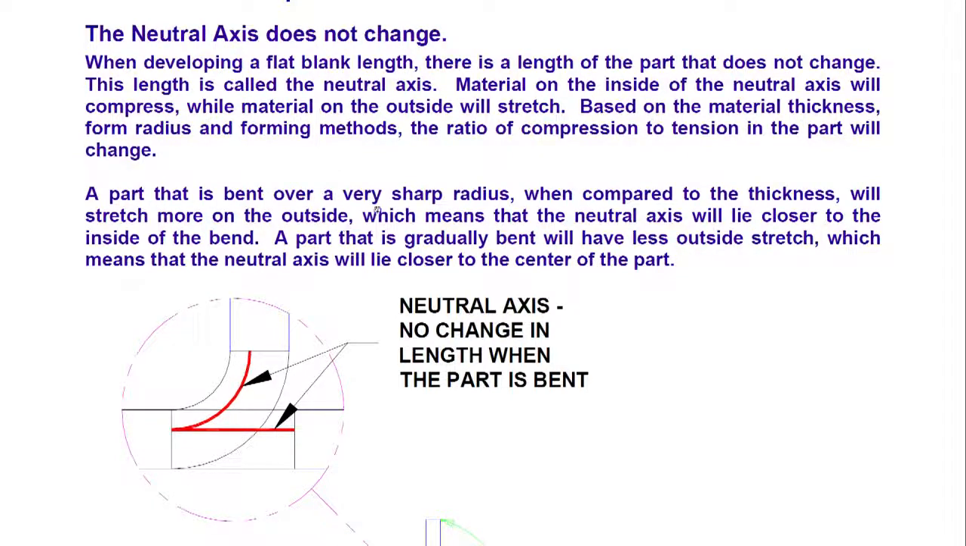A part that is bent over a sharp radius when compared to thickness will stretch more on the outside, which means neutral axis will lie closer to the inside of the bend. The issue is about the location of the neutral axis.